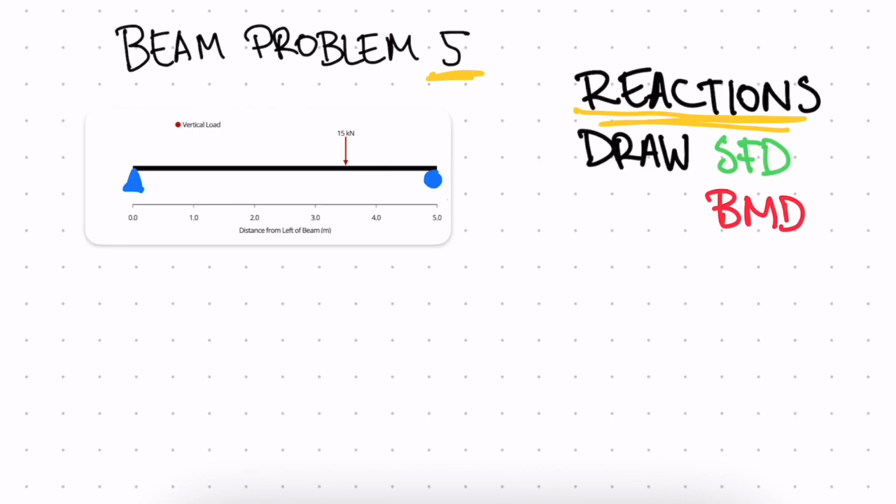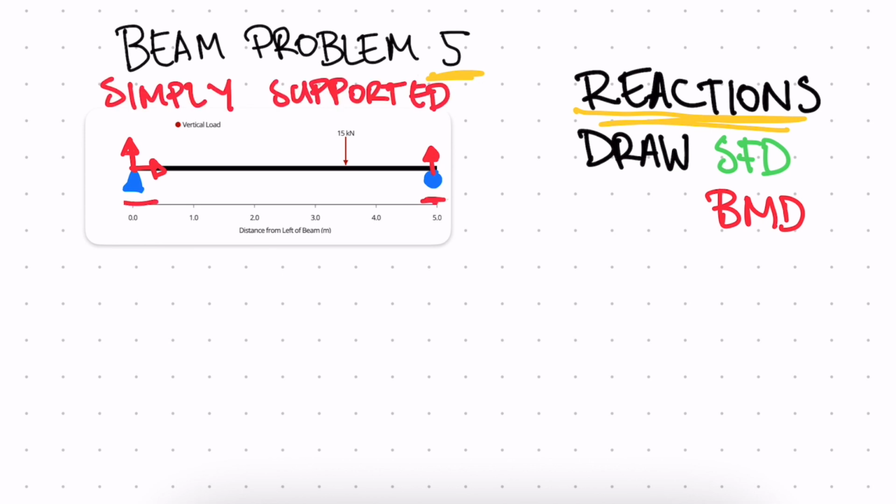All right, so for a pin support, we have two reactions, in the Y and in the X. For a roller, we only have a reaction in the Y. So if you see any beam that has a pin and a roller support, this is a simply supported beam. Okay, so we can write our equilibrium equations to find the reactions. So let's say this point is A and this point is B.